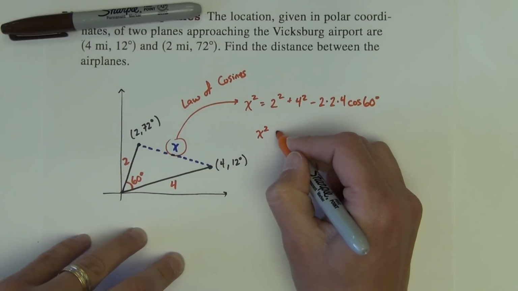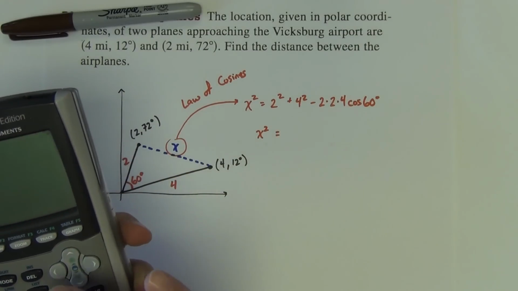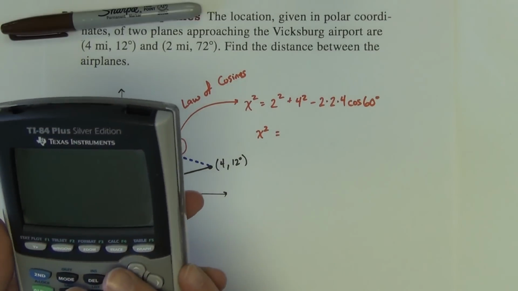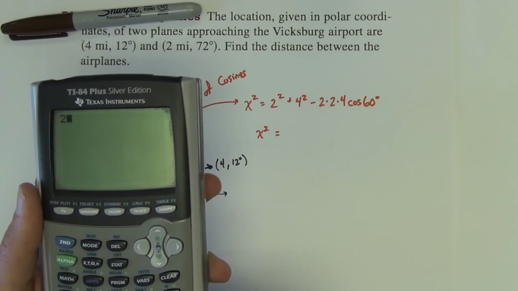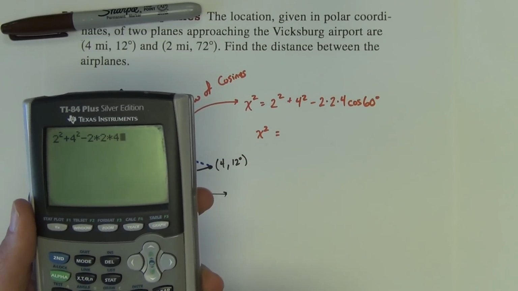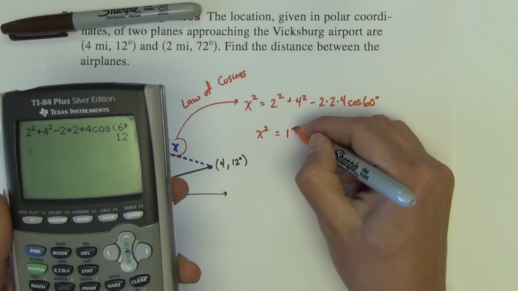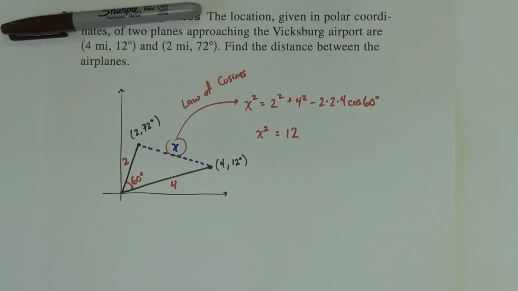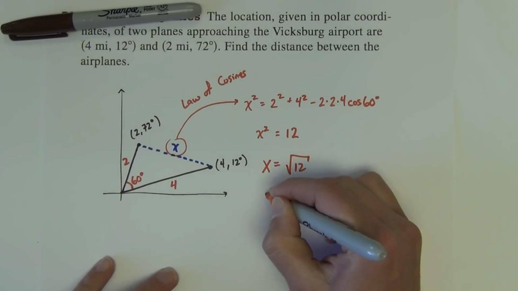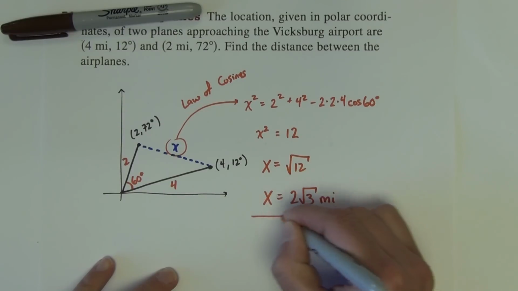That would give x squared equals, let me type all this in, check the mode, we want degree mode. So let's see, I've got 2 squared plus 4 squared minus 2 times 2 times 4 cosine 60. So that's equal to 12. And so the square root of 12, or x equals 2 square root of 3, units are in miles.